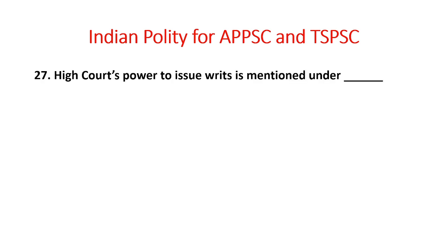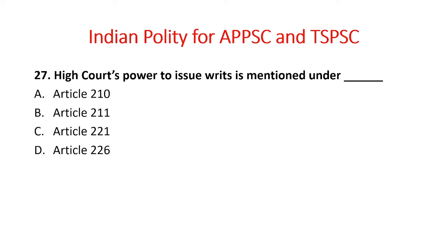Next. The High Court's power to issue writs is mentioned under, options: Article 210, Article 211, Article 221, Article 226. So the High Court's power to issue writs is mentioned under Article 226.